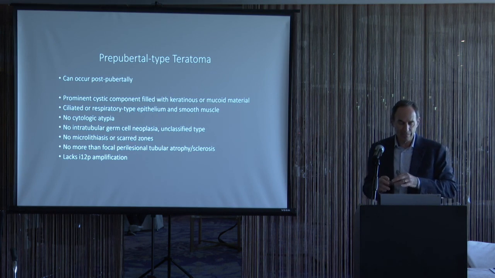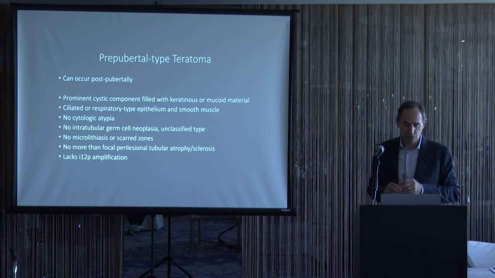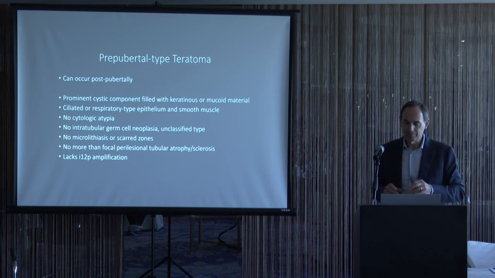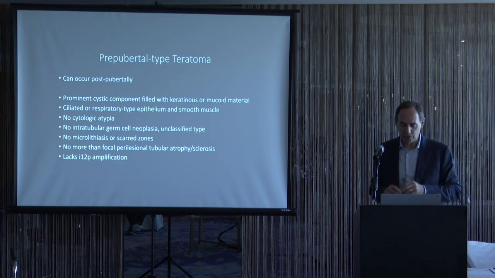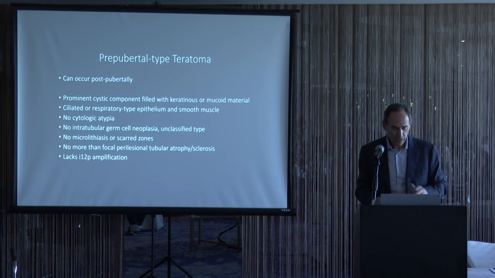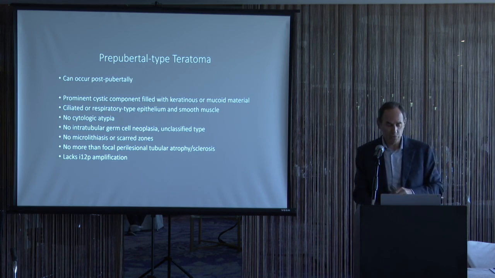You shouldn't see any microlithiasis, which is something that you often see with germ cell tumors. You shouldn't see scarred areas, which might be a regressed germ cell tumor. And you shouldn't see widespread tubular sclerosis or atrophy in the testes. And by definition, they lack isochrome 12p amplification.